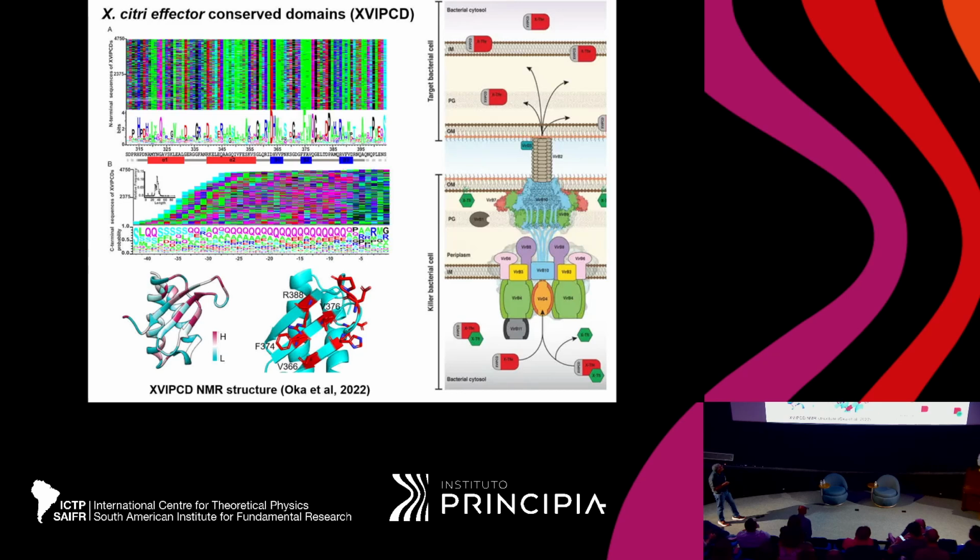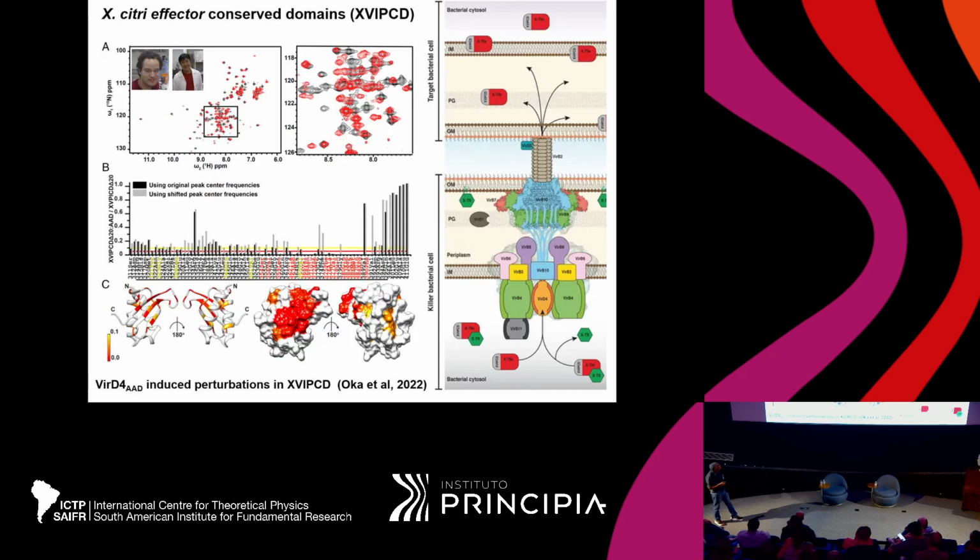Okay, and you can find several thousand of these proteins in the protein database. And when we mix this XVIPCD domain with a part of the VIR-D4 protein, which is called the all-alpha domain, which is, this VIR-D4 protein has an ATPase domain, and it has a central domain that's found at the bottom of this hexamer that interacts with the substrate. So when we add this to the XVIPCD domain in the NMR tube, we can see several residues changing positions and changing intensities. Their signals in the NMR spectrum change significantly.